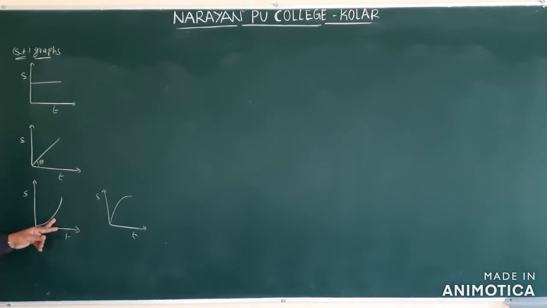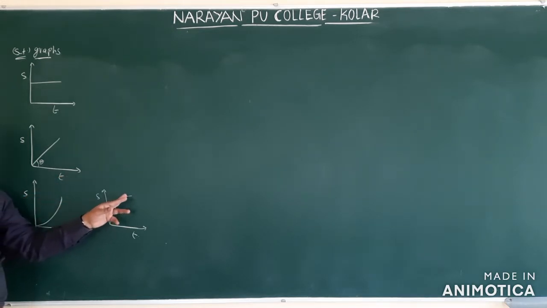The slope of the displacement time graph will give velocity. This graph also will give velocity. So this graph indicates that velocity is increasing, and this graph indicates that velocity is decreasing.